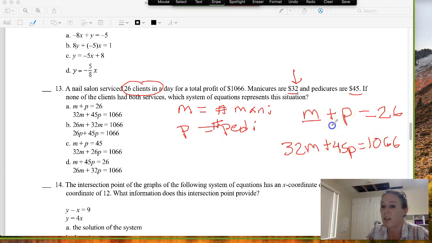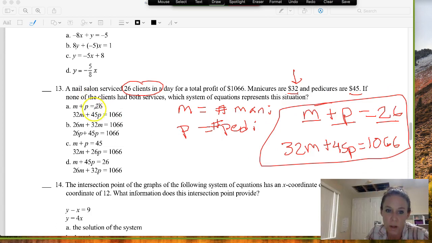And the number of manicures plus the number of pedicures was 26 total. So there is a system of equations right there. Which one of these match that? 32 manicures plus 45 pedicures is $1,066. Manicure plus pedicure is 26, so it is A.